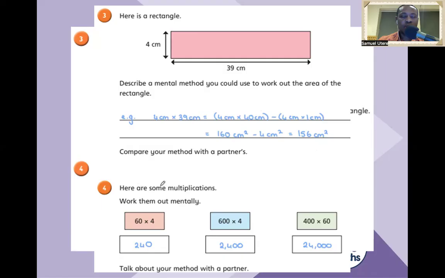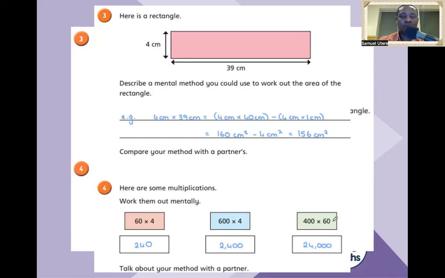Now here is another one. Here are some multiplications. You've been asked to work them out mentally, and you can see the calculations. Note that this is something as simple as doing 6 times 4, which is 24, and the 60 is 10 times bigger than the 6. So you just add 0 to your answer, which is 240. Then here, you can see that 600 is 100 times bigger than 6 if you simply did 6 times 4. So we're using the known fact that 6 times 4 is 24 to do this calculation.